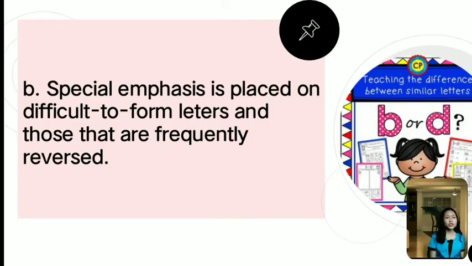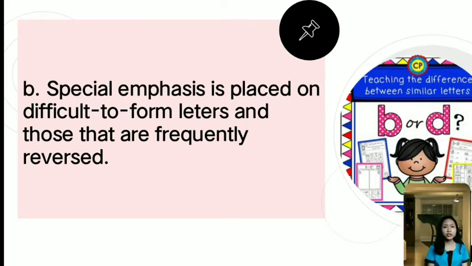Second, special emphasis is placed on difficult-to-form letters and those that are frequently reversed. As a teacher, you must give special consideration in teaching letters that are frequently reversed by the student. Examples of these are letters B and D and also letters P and Q. Letter reversals are common in many children up to the age of 7 or 3rd grade. Poor writing memory as well as lack of visual processing skills have been identified as reasons for this.